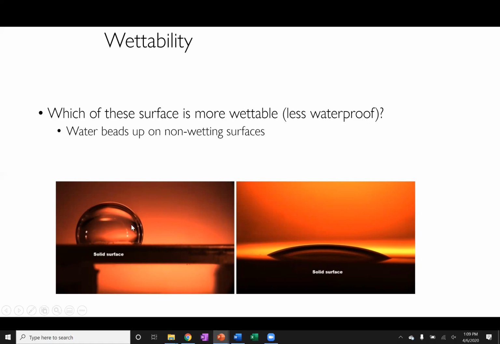And I think the obvious answer is that when water beads up on a surface, so thinking about like on a table or like on a leaf, that means the surface is less wettable, or more waterproof. That's in contrast to here, where the surface is less waterproof, and thus the water is more likely to be absorbed and spread about.